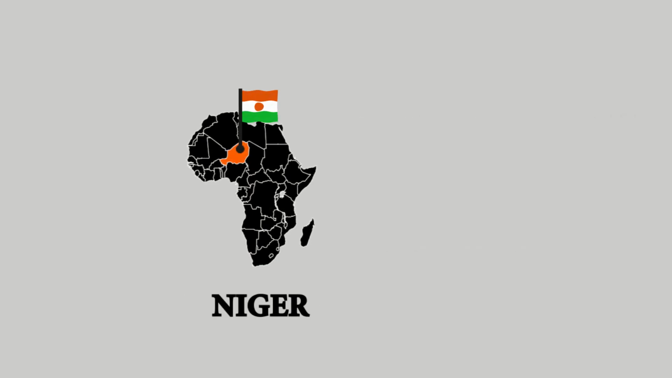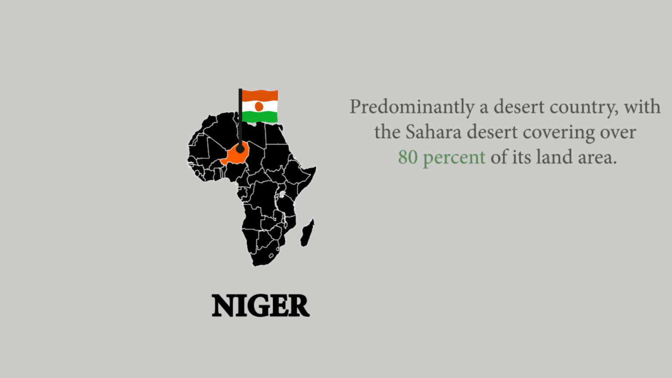Niger. The Republic of the Niger is a landlocked country in West Africa. It is predominantly a desert country with the vast Sahara Desert covering over 80% of its land.